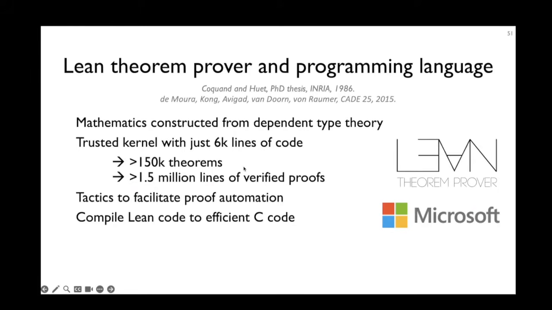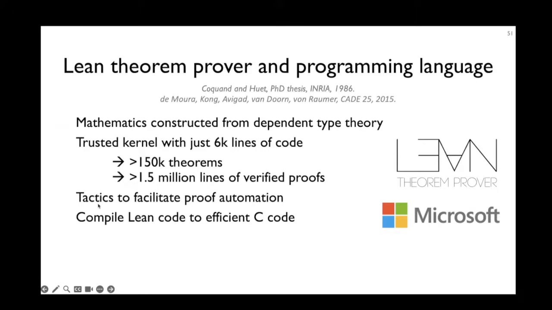I just checked yesterday. Now there are more than 150,000 theorems, more than 1.5 million lines of verified math proofs, where stuff about multiplication is tied to stuff about addition, and everything is interconnected together.